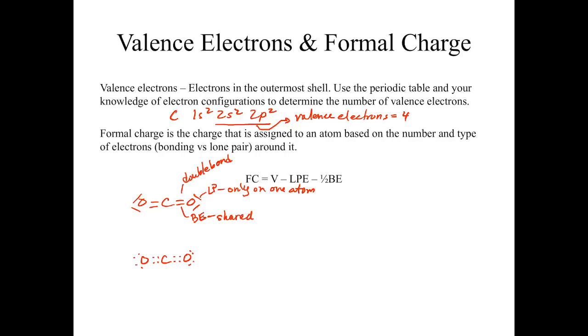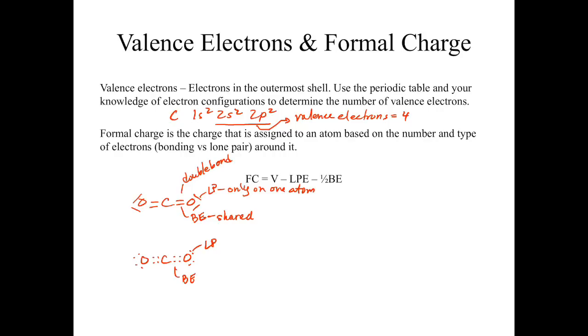Personally, you're going to see that I like the lines, where dots that are between two elements are bonding electrons. Dots that are on an element that are not in between two atoms are lone pair electrons. So lone pairs are electrons that are owned by the oxygen atom in this case, whereas bonding electrons are shared between the two atoms.